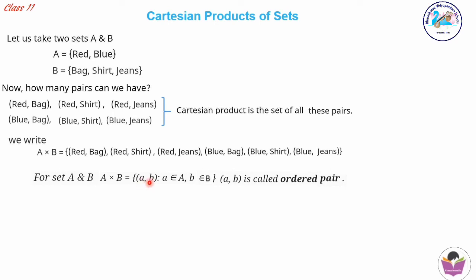Why are we not allowed to change it? Because of this reason: (a, b) and (b, a) are not the same. (a, b) means the first position is a and the second position is b. If we change the position, then the cross product also will change. So (a, b) is not equal to (b, a). That's why this is called an ordered pair and we should not change the order. The first element belongs to the first set and the second element belongs to the second set.